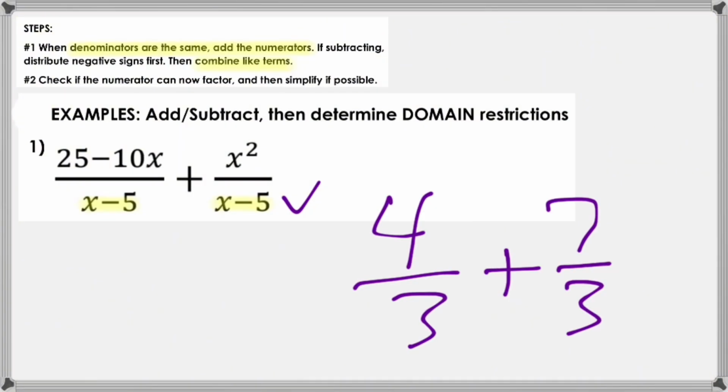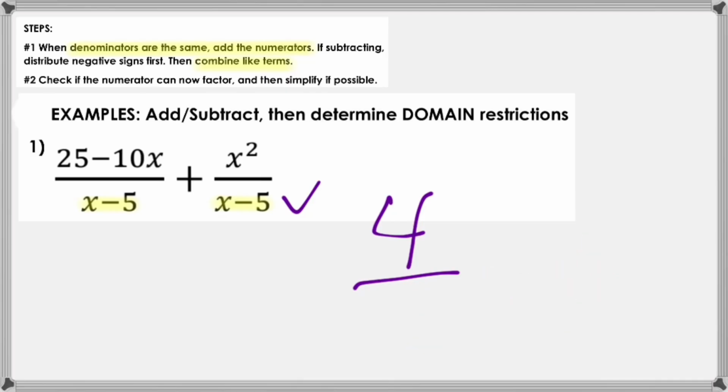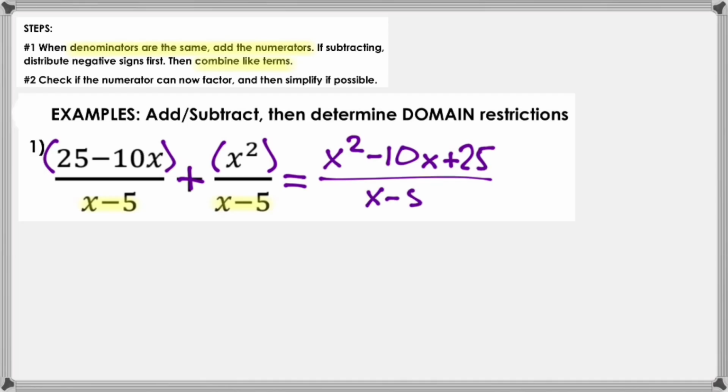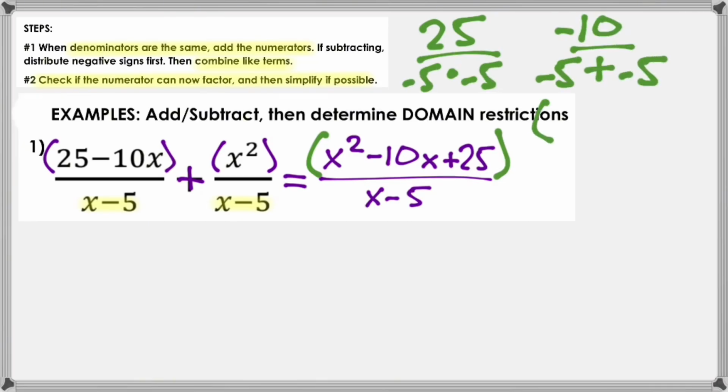You are good to add your numerators together. Since they are expressions, you would be combining like terms, and there actually aren't any like terms in this situation, so you would just have x squared minus 10x plus 25. You might think you're done, but you have to factor and simplify if possible. And in a lot of the cases, these problems, you can factor and simplify them a bit more.